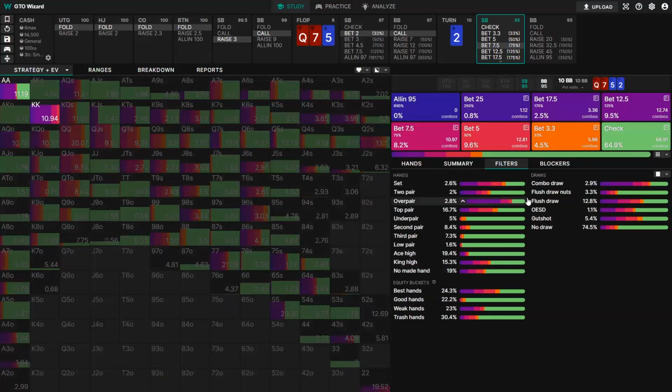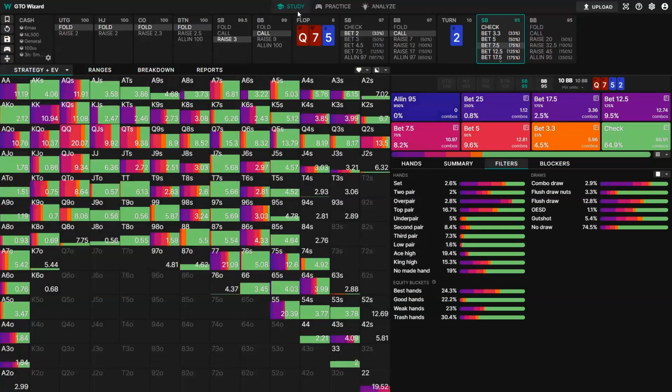Like, do you have enough equity? Okay, you can bet sometimes. Do you have even more equity? Okay, you can bet very, very often. Do you have enough equity? No. Then you just have to check fold. Okay, that's the difference, especially on wet boards.